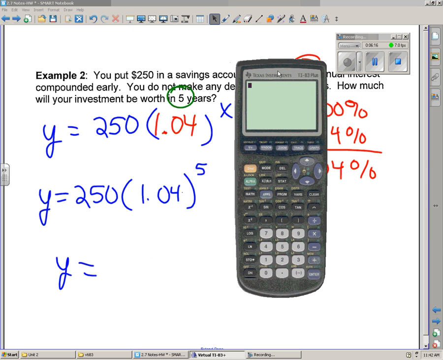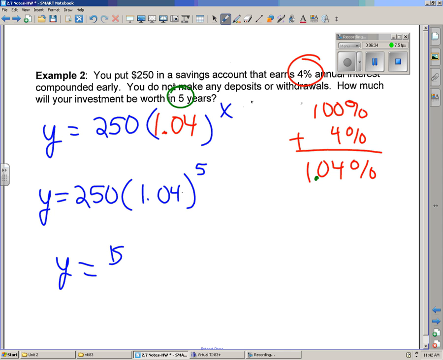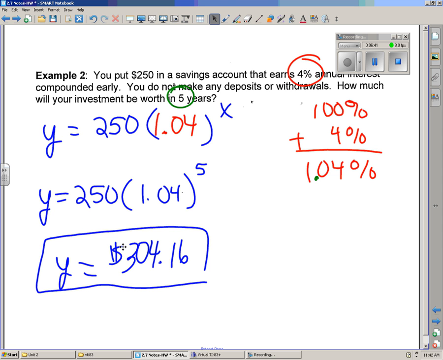We've got $250. We deposit in the bank. We get 1.04% interest and in, whoopsie, parentheses. And after 5 years, here's what our money is worth. $304.16. Okay. Here's a question they don't ask.